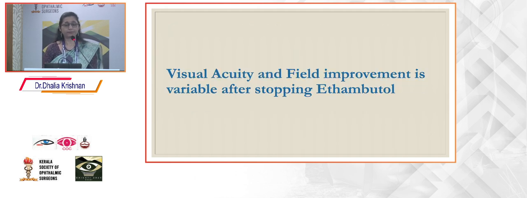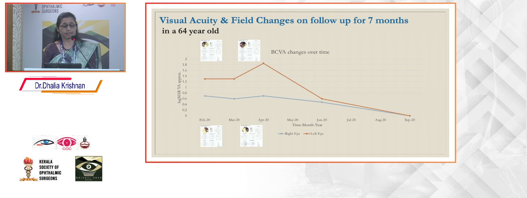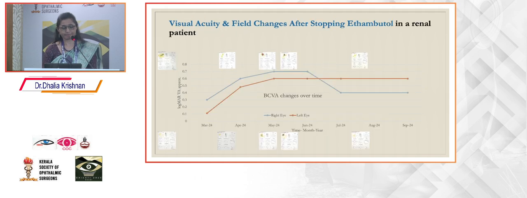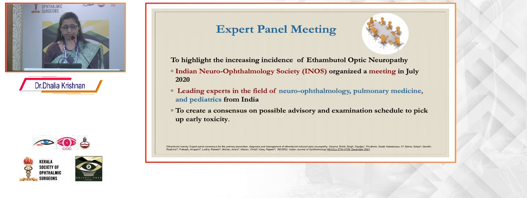But the visual acuity and field improvement is very variable after stopping ethambutol, as seen in some of these patients. This is a 64-year-old man who came with ethambutol toxicity. After stopping ethambutol, initially his vision deteriorated in the first 2 to 3 months and then improved over the next 7 months. In this 27-year-old male doctor, again the same deterioration in the first 1 month and very slow improvement over the next 2 years, with some residual defects even after 2 years in the left eye. In this renal patient, over 6 months follow-up, there was not much improvement.